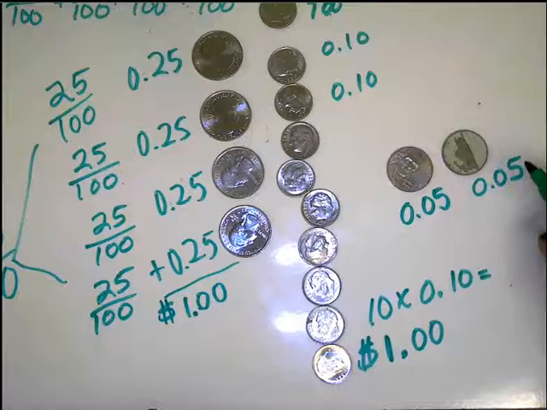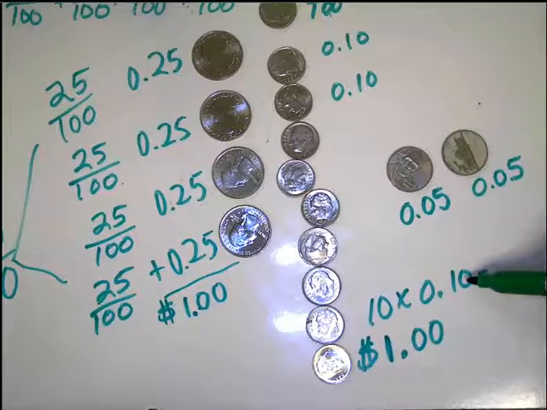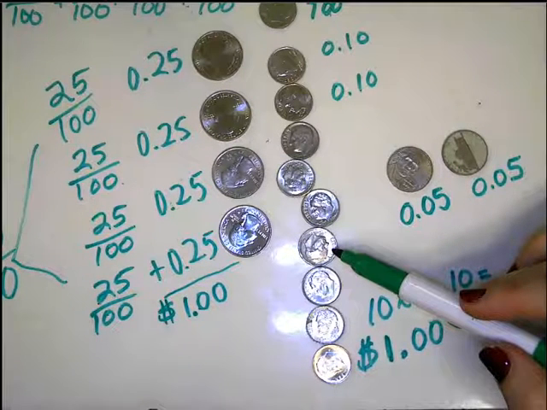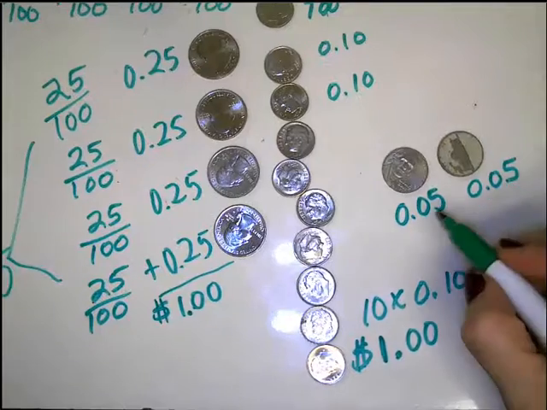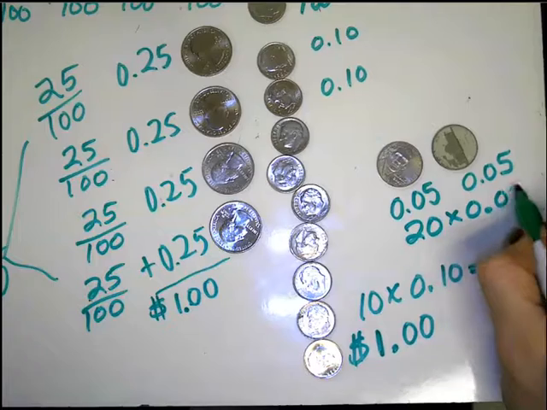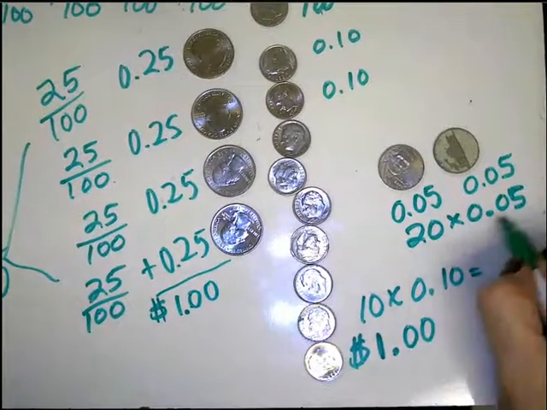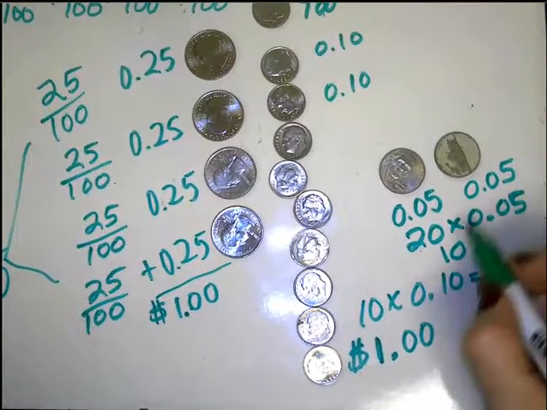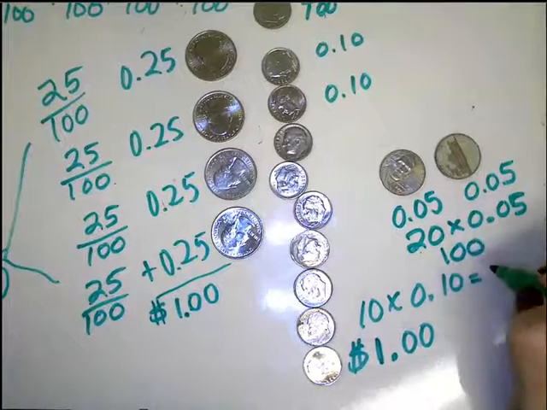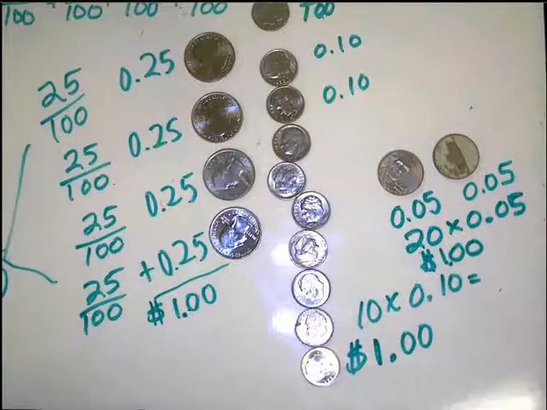Right, it's going to take twice as many, right? Because 10 is 2 times 5, twice as much. It will take twice as many of these coins, so it will take 20, right? 20 nickels, 20 times 5 hundredths. Well, 2 times 5 is 10, and I have a trailing 0 here. So 20 nickels gives us $1.